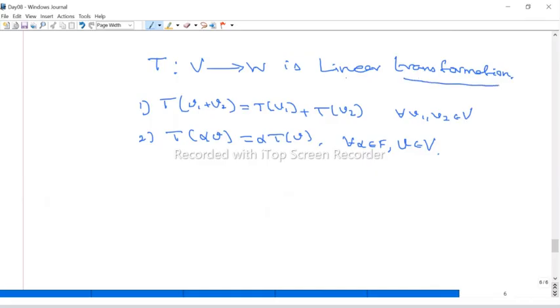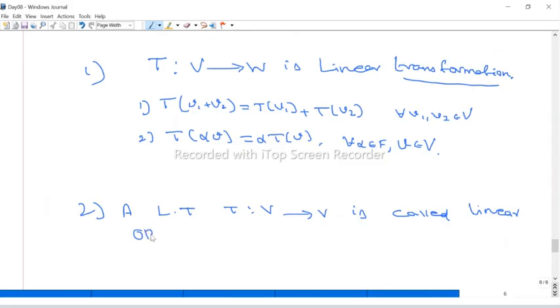So transformation means the domain and codomain are different vector spaces. So that is the first definition. Suppose a linear transformation, LT means linear transformation, T from V to V is called a linear operator. If the domain and codomain are the same and this is a linear transformation, such a linear transformation we call a linear operator.